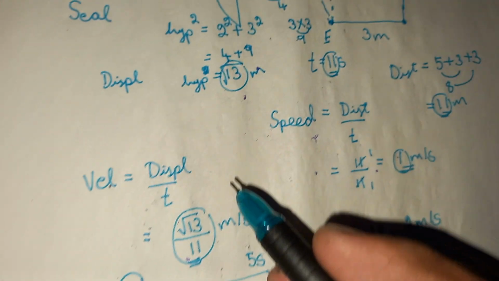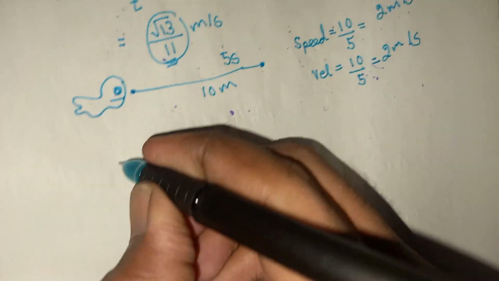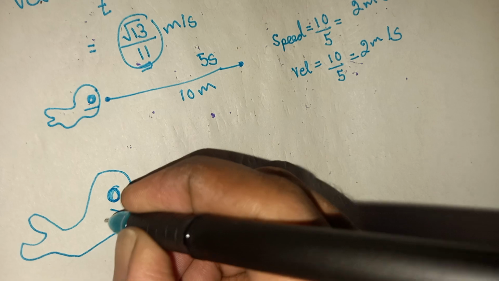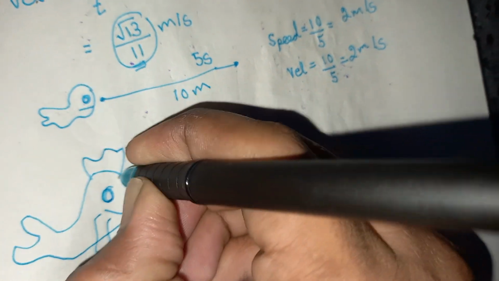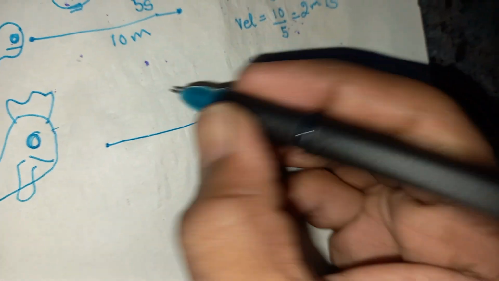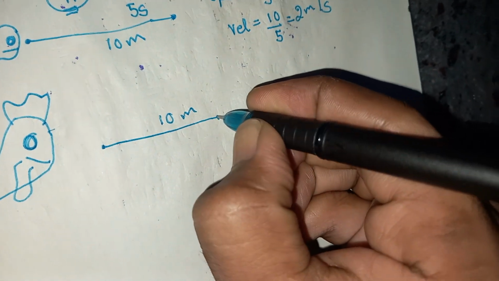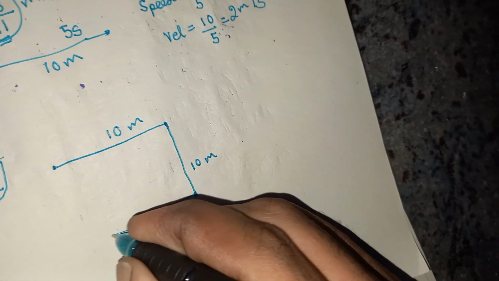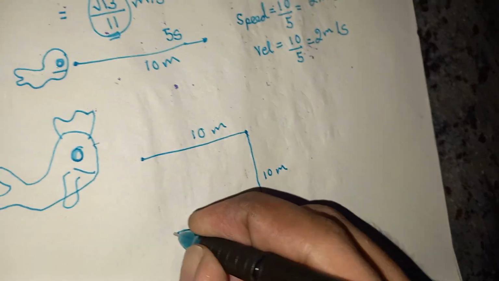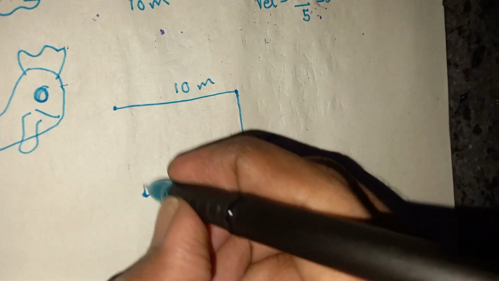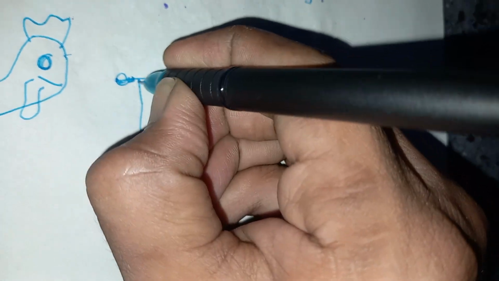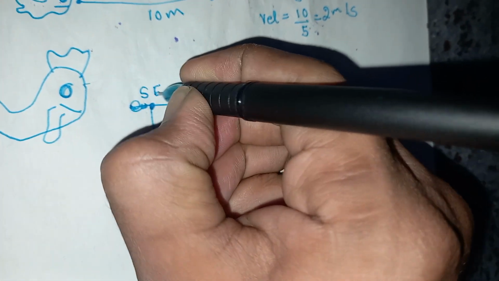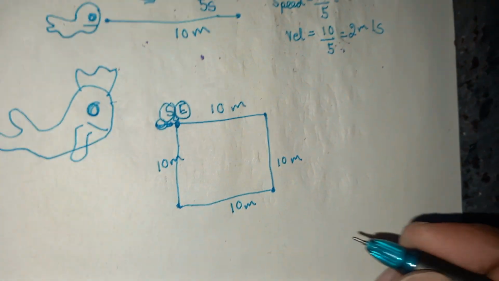Now I'm going to tell how, another time, the same seal goes in a square path. In this square path, it starts to move like this, and here it moves 10 meters towards the right, and again 10 meters downwards, and again 10 meters towards the left, and 10 meters upwards, and here it is the starting point. Now you can see the starting and ending points are the same.